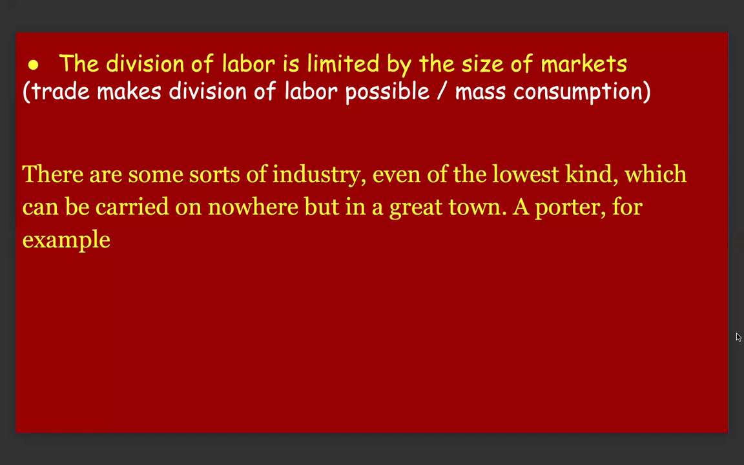He explains that, quote, there are some sorts of industry, even of the lowest kind, which can be carried on nowhere but in a great town. A porter, for example. So if you have villages, you don't have hotels, right? So therefore you don't have doormen, isn't it? He's basically stating something here very simple. Why is it that division of labor is limited by size of markets?